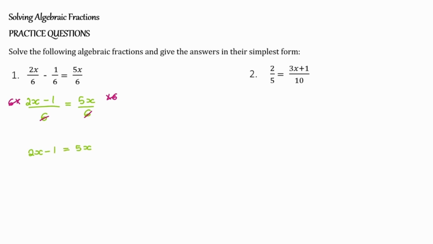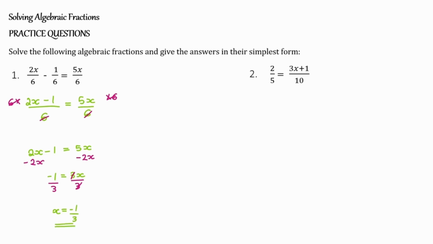We can then bring all the x terms onto one side. So if we minus 2x on both sides, we will have minus 1 is equal to 3x. And if we now divide both sides by 3, we will have x is equal to minus 1 over 3.